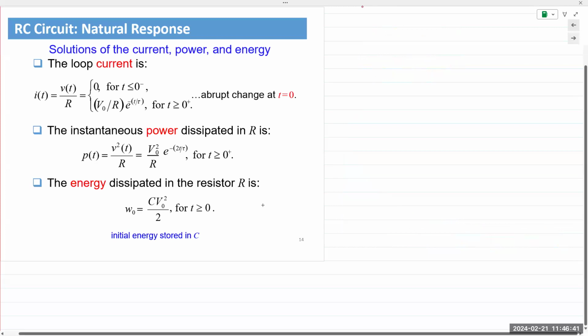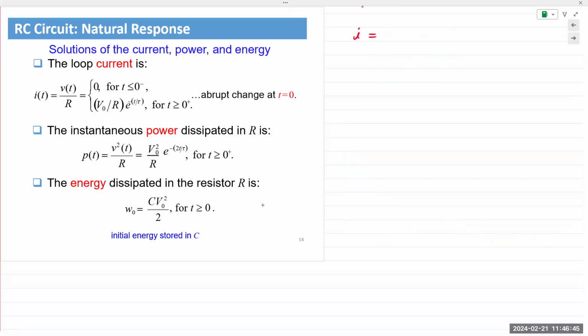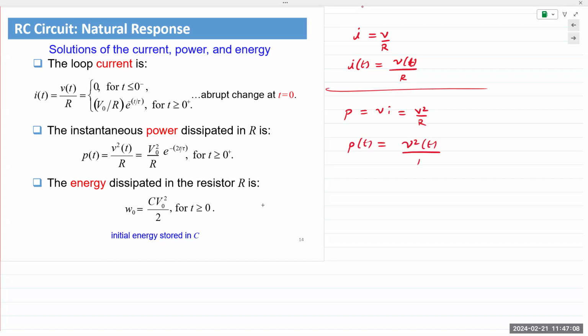Equations for the current, power, and energy. Again, I is V over R. So I of t is V of t over R. Power P is VI or V squared over R. And so P of t is V squared of t over R. The total energy discharged in the resistor is equal to the total energy that is stored in the capacitor. So it's half C V squared.